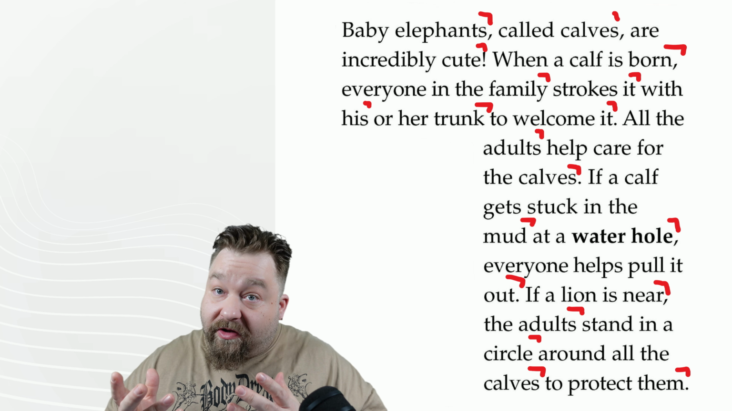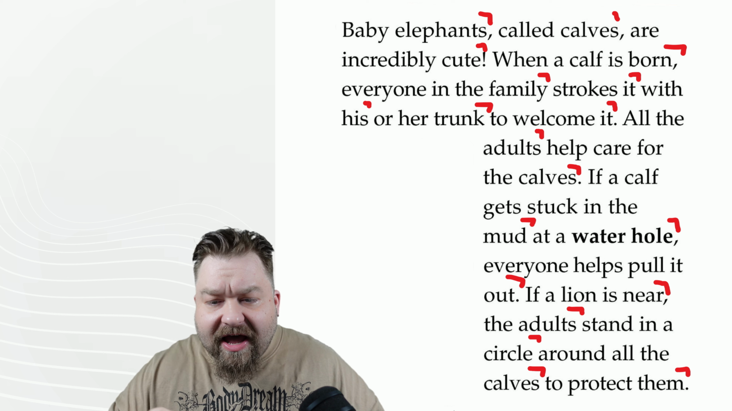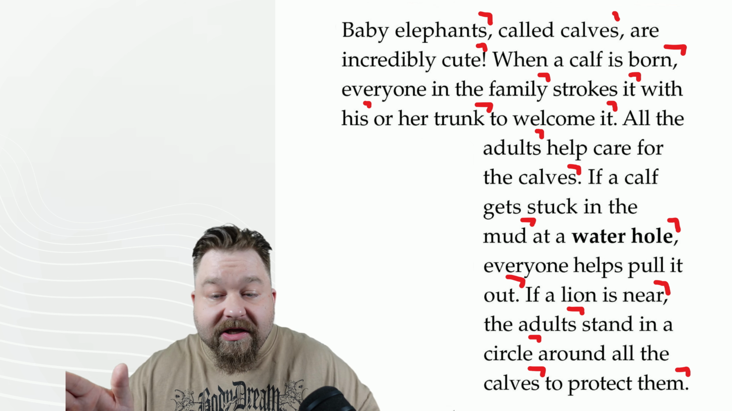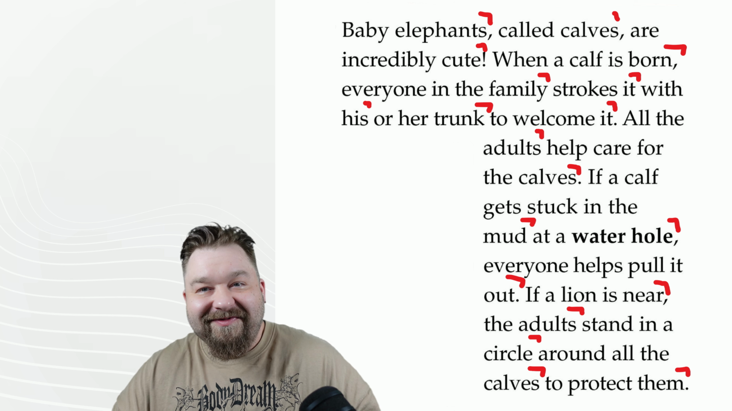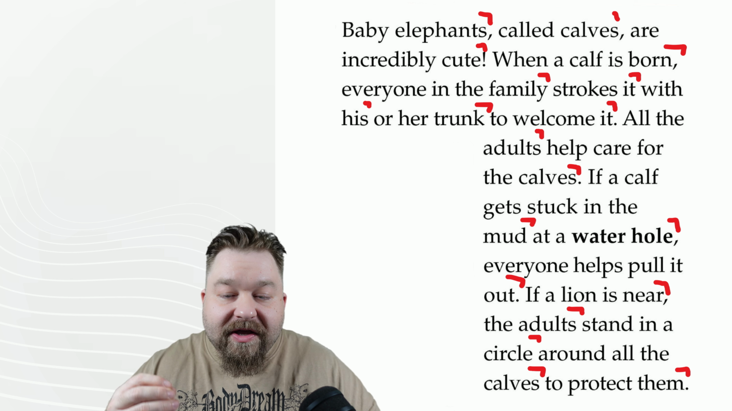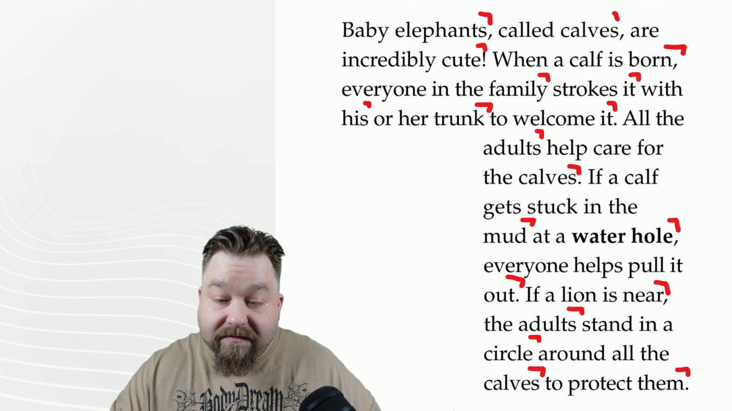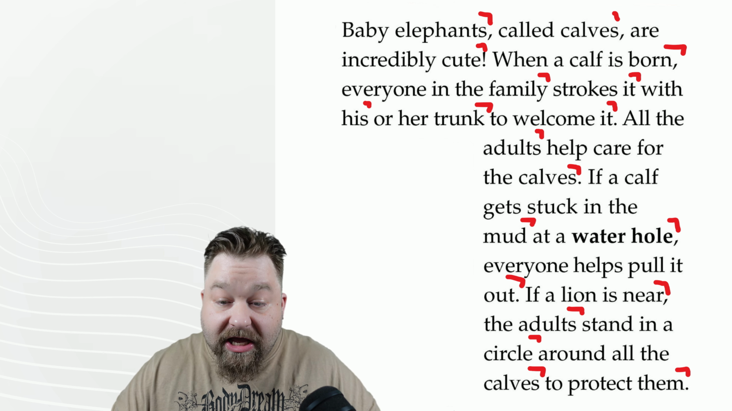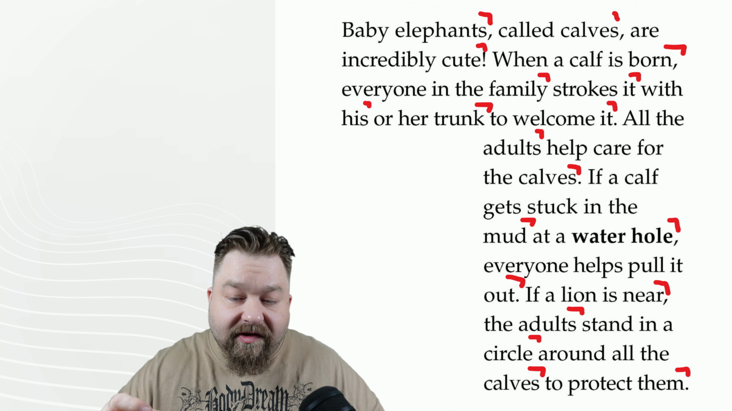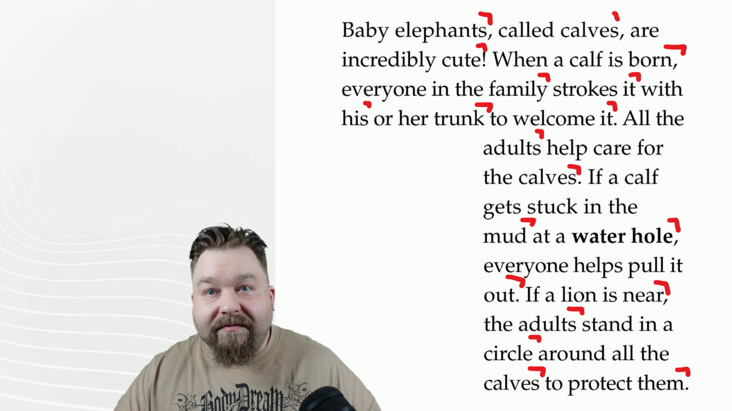Baby elephants, called calves, are incredibly cute. When a calf is born, everyone in the family strokes it with his or her trunk to welcome it. That's nice. All the adults help care for calves. If a calf gets stuck in the mud at a water hole, everyone helps pull it out. If a lion is near, the adults stand in a circle around all the calves to protect them.